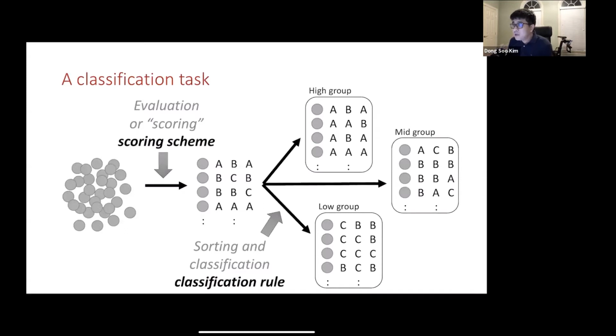The quality of a classification task depends on the scoring scheme and classification rule given for the purpose of classification. The factors in which the entities are evaluated should be carefully chosen to achieve the goal of the classification. The scoring scheme should be well designed to correctly measure the factors, and the classification rule must result in groups clearly distinguishable from each other. If not, the classification result becomes inaccurate, misleading marketing managers.